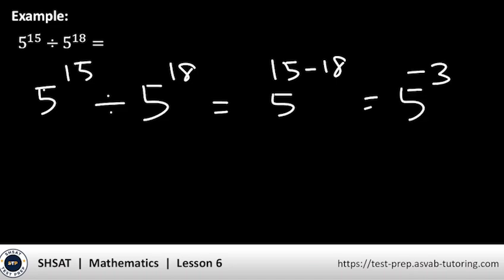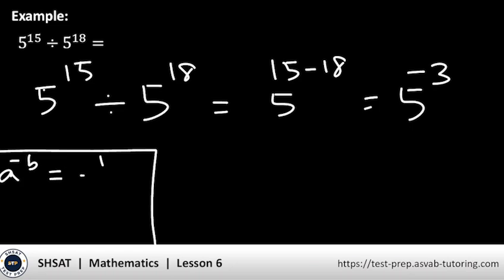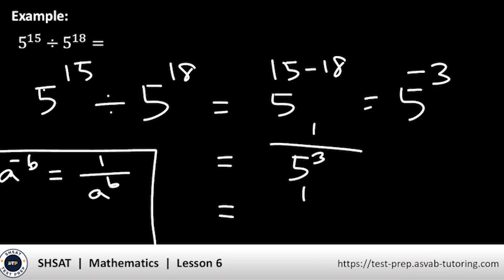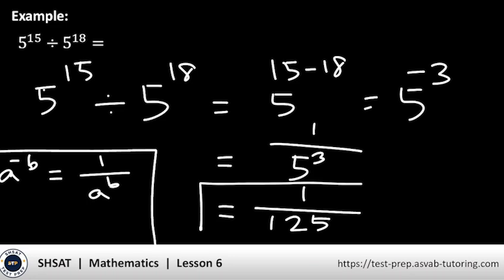Okay, another thing that you need to remember when we do indices is if you have anything as a negative power, that basically means 1 over the rest. So let me just write it down for you. If you have a to the power of negative b, it means 1 over a to the power of b. So in this case, 5 to the power of negative 3 means 1 over 5 to the power of 3, right? So what's 5 to the power of 3? That's 5 times 5, which is 25. And again, 25 times 5, that is 125. That's your final answer. Okay?